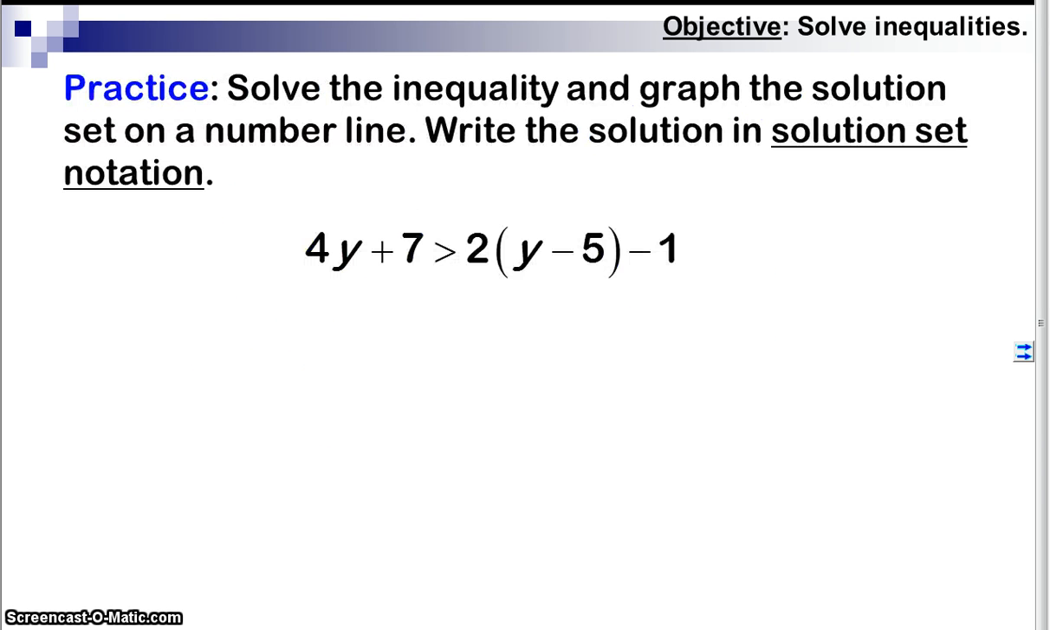That's it. That's all there is to do with those inequalities. All right, so here is a practice problem. I'd like you to try this problem. Just pause the video, and when you're ready to take a look at the solution, I'll finish the solution for you. Okay, so we'll pause right now.